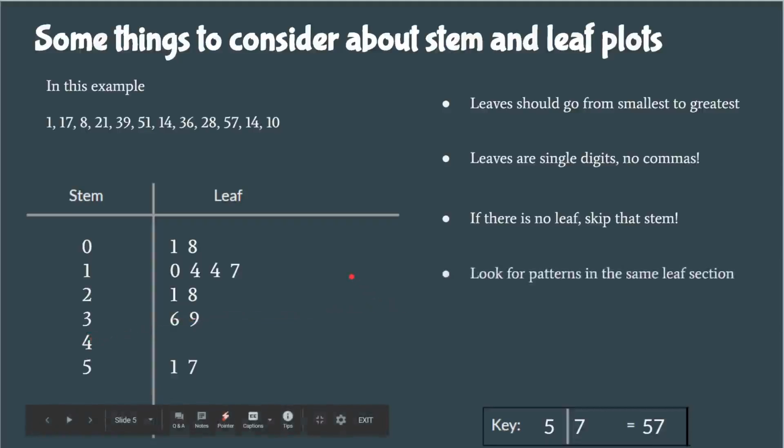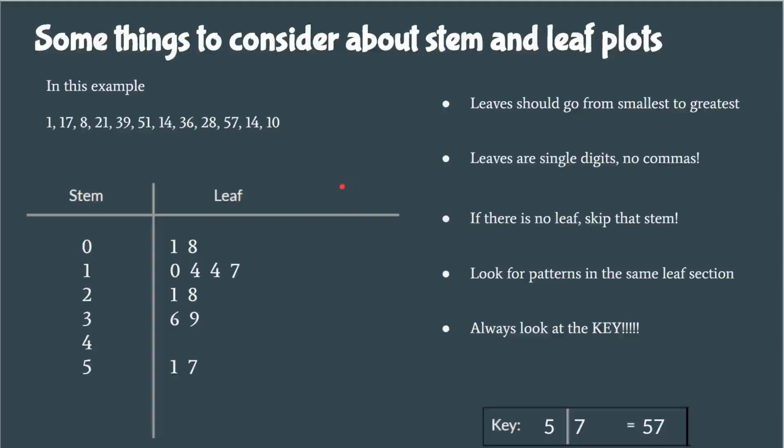All right? Look for patterns in the same leaf section, the same row. Notice this would be a 10 and a 4 and a 10 and a 4. So there's two 14s in this data, 14 and a 14. All right? If you look here, I have a 1 and an 8 and a 1 and an 8, but they are not the same. This one right here is a 1, and this one's an 8. This is actually a 21, and this one is actually a 28. So be very careful when you're looking for patterns and if you're looking for ones that repeat themselves. Okay? And the last thing is always look at the key. The key will tell you how to interpret this thing.